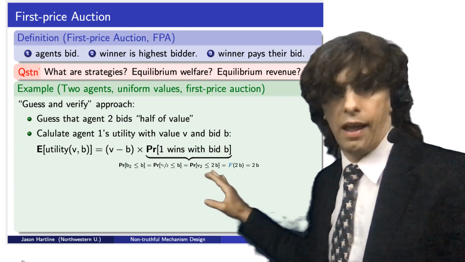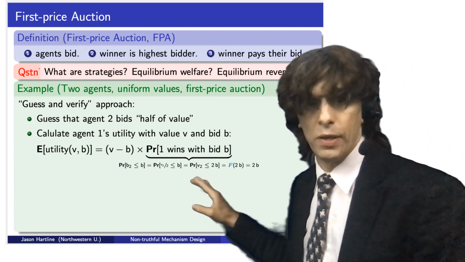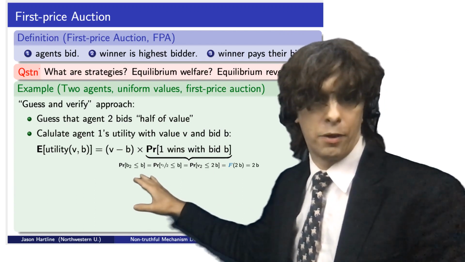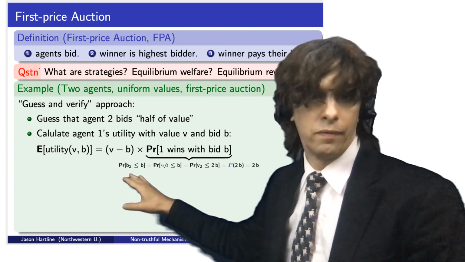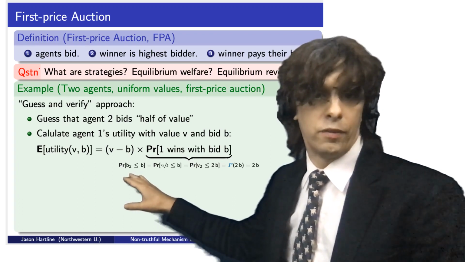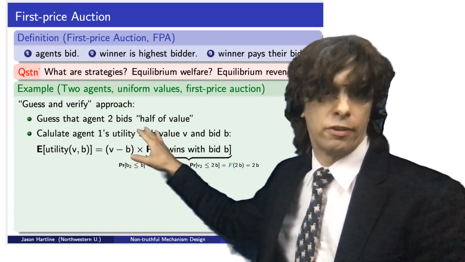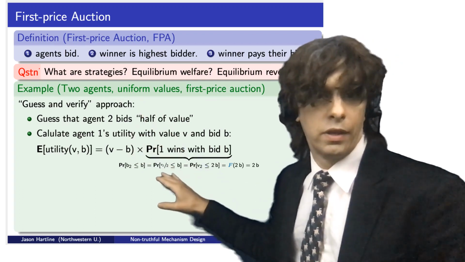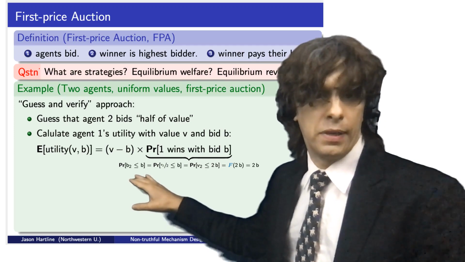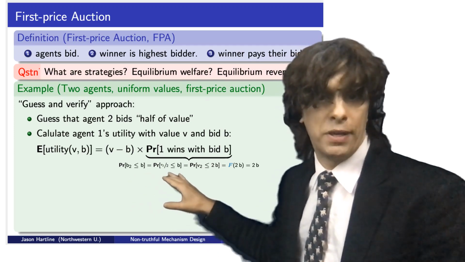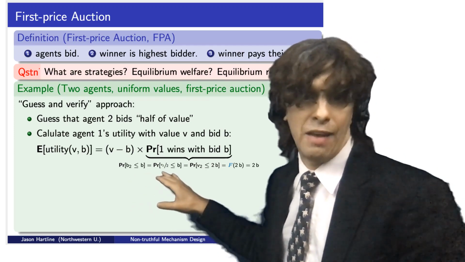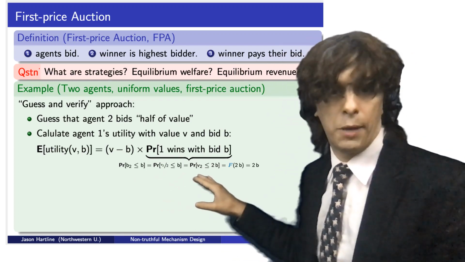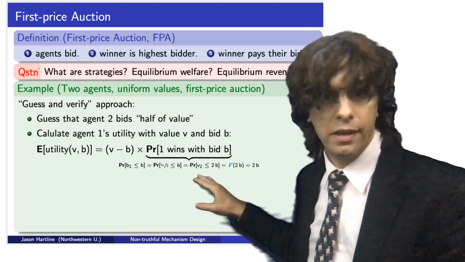Let's dive into this probability that the agent wins with bid B. Well, this is the probability that her bid is at least the bid of bidder 2. Remember, bidder 2 is bidding half of her value, and her value is drawn from the uniform distribution. So the probability that the bid is at least bid 2 is the probability that the bid is at least the value of bidder 2 over 2. Simplifying, that's the probability that the value is less than twice the bid.